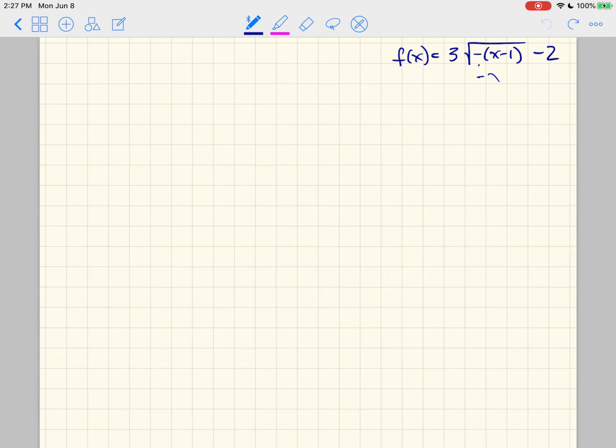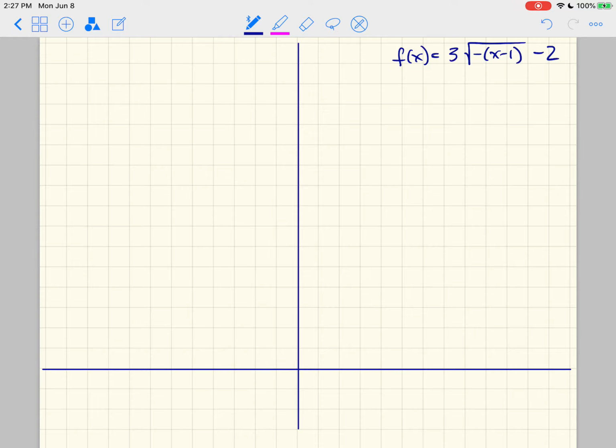And so it's really important that you factor out anything that's in front of the x so that you're not misled as to your shifts, whether it's to the right or to the left, and also how much it would be shifted to the right or to the left. All right, so I know I'm still going up because this is a positive 3.